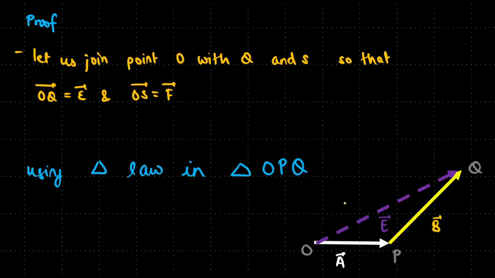If you remember triangle law, it states that two vectors that represent sides of a triangle taken in same order, then the resultant will be the other side, which is in opposite order. So I do not remember the exact statement, since I don't like remembering those stuff, but I remember the gist of it. Which means vector E must be vector A plus vector B. Let's call this equation number 1. This is from using triangle law in triangle OPQ.